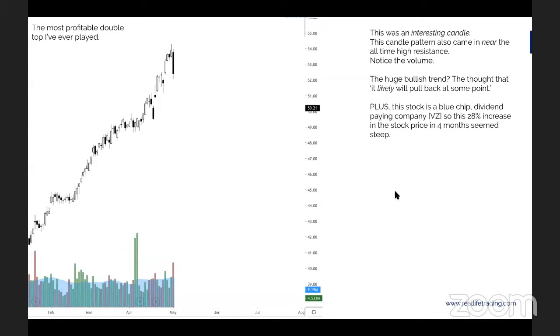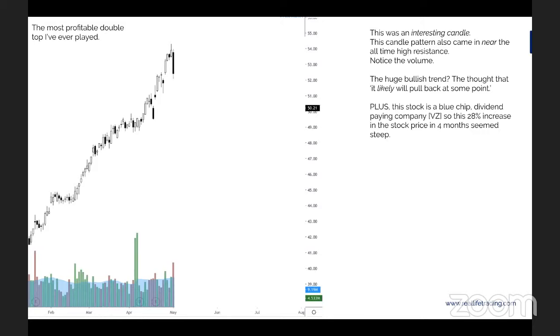Now, this candle comes in. Uh-oh. We're about to ride the struggle bus. All the bears are hopping on the struggle bus. Now, is that the case? Not necessarily. When I saw this candle, I go, oh, that's cool. That's an interesting candle. Volume? Bearish. This candle pattern also came in near an all-time high. The trend is bullish. So when you have a very strong bullish trend, it's extremely hard to play very nice bearish trades. They just happen so fast.